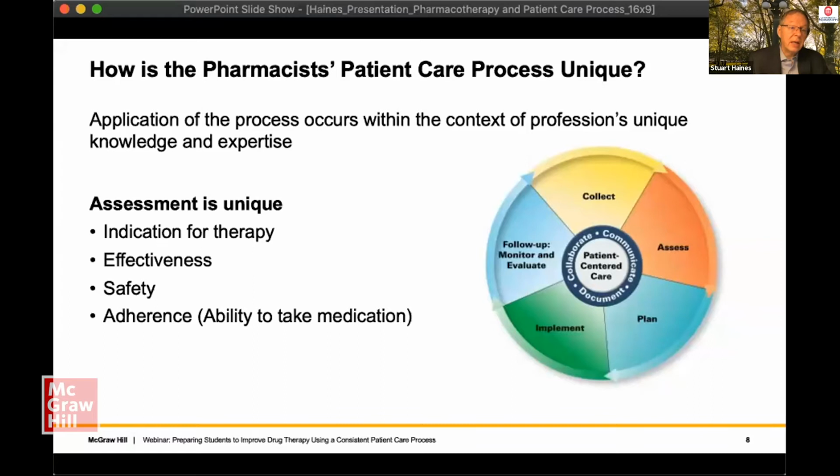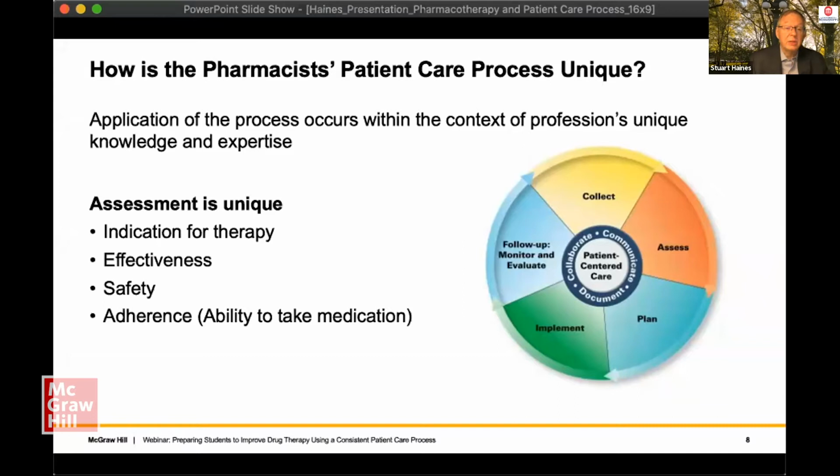And the assessment is truly the unique process. We teach all of our students about the assessment process, first starting with the indication of therapy, looking at the effectiveness of that therapy, addressing safety issues, and finally, adherence or the ability to take the medication, and sometimes called convenience and cost issues as well.